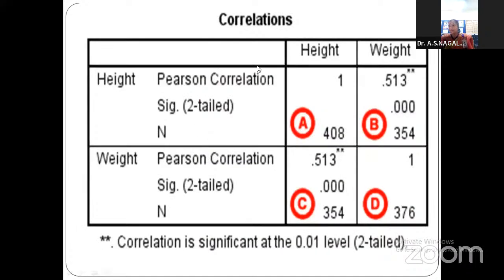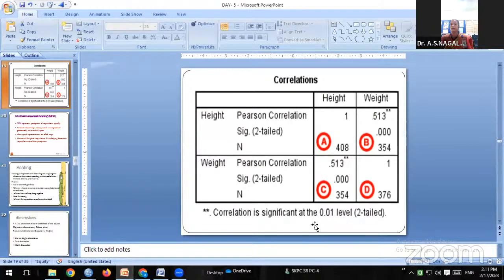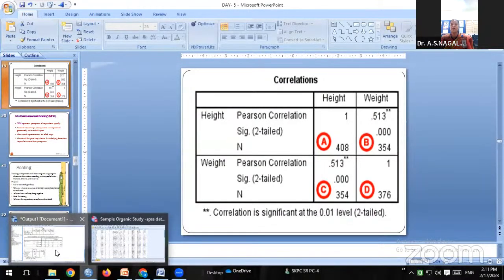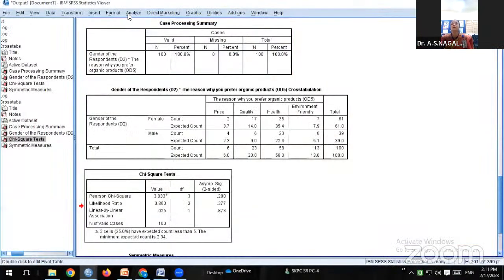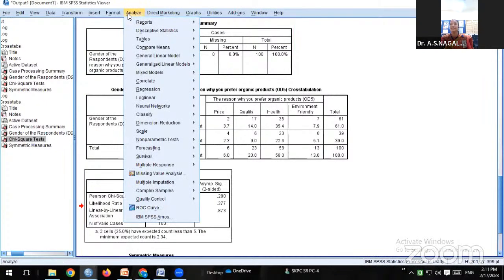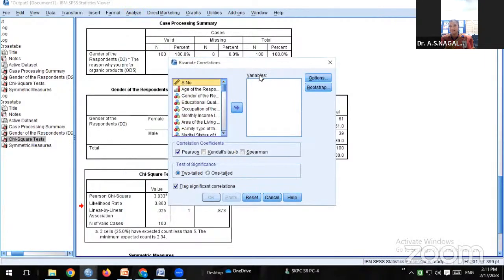So if you do the test, you will get the same box which I was explaining to you, which has been mentioned here, height and weight. So for our data sheet, go to analysis, correlation, bivariate.